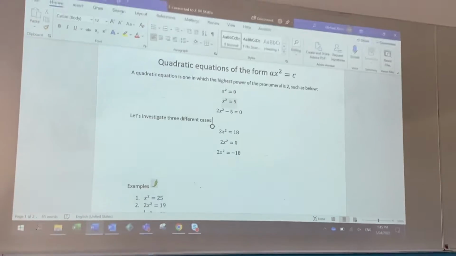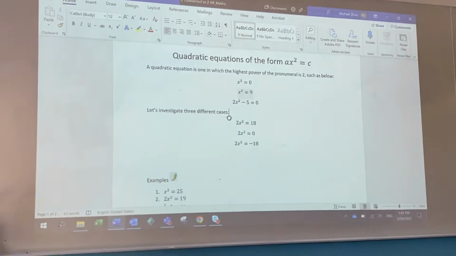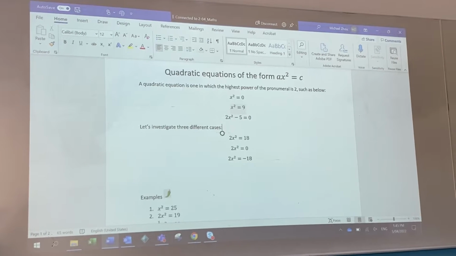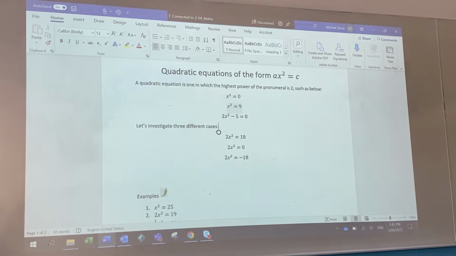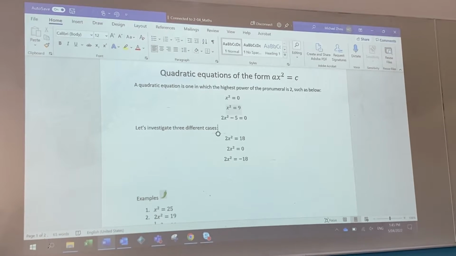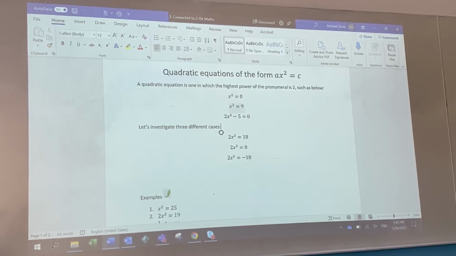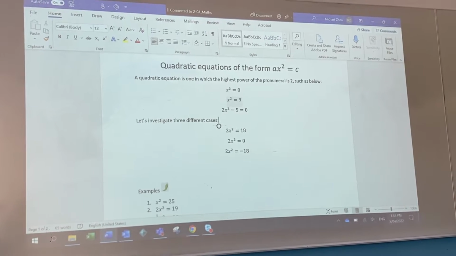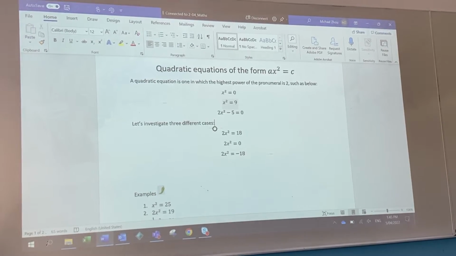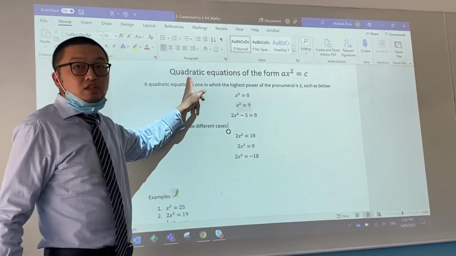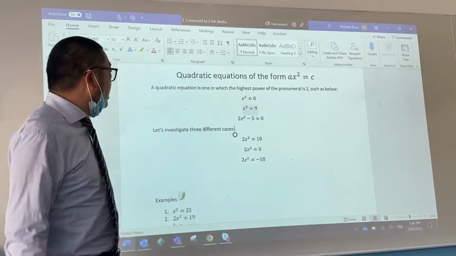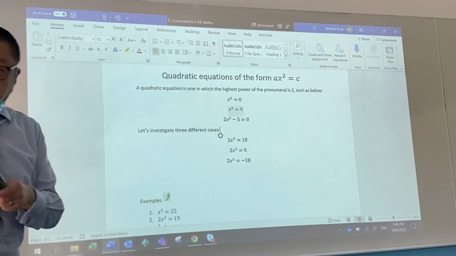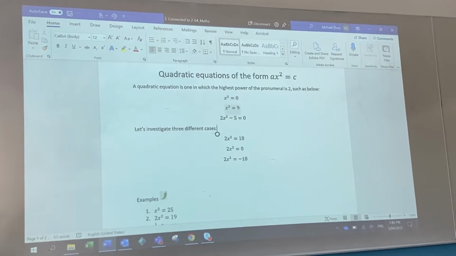So today we're going to do quadratic equations of this form. Have you guys done quadratics in year 8? Yeah, a tiny bit, probably. What is quadratic? What does the word mean? Quad something. Yes, in general. But quadratic in math from now on means the highest power of the pronumeral is 2. What does pronumeral mean? The letter, which we'll talk about later.